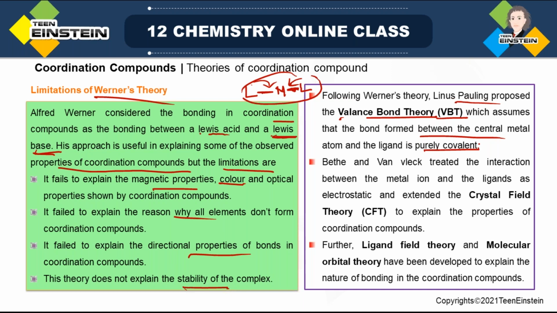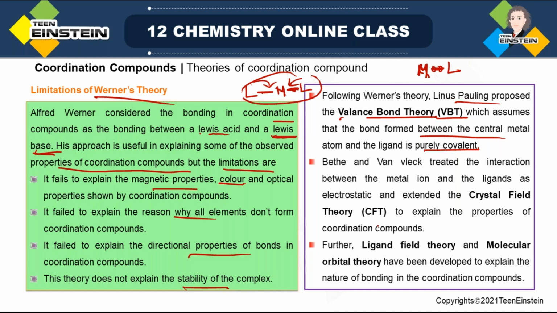But truly speaking, this is not possible. Suppose you have any metal-ligand bond, there may be some ionic character present and some covalent character present. That is, it may not be exactly ionic or exactly covalent. It may have properties in between. But it is considering the assumption that it is purely covalent. Purely covalent means the electrons present between them are shared equally.